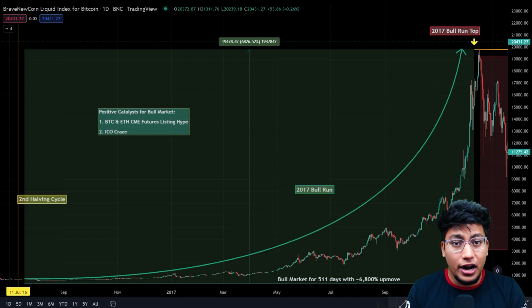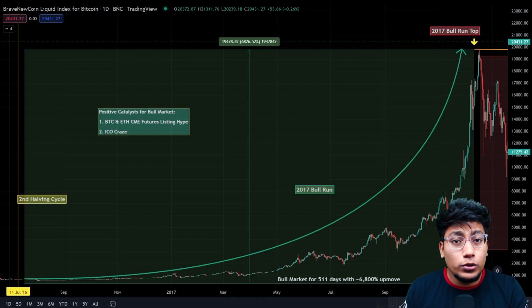We know that after every halving cycle we have a bull market, then we have a bear market, and then we have a sideways market. So it was the start of the 2017 bull run, which took place for 511 days, and it gave us a return of 6800%. Now if we compare it to the last bull run, it took more time to make the top, and at the same time the returns reduced to approximately half.